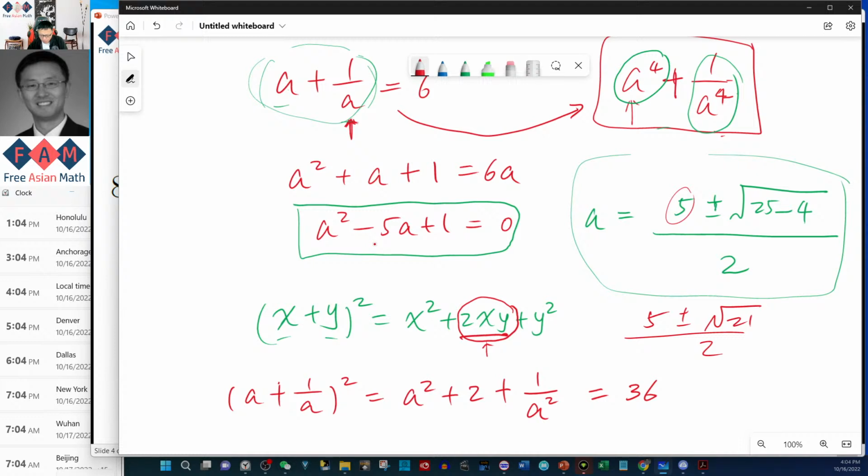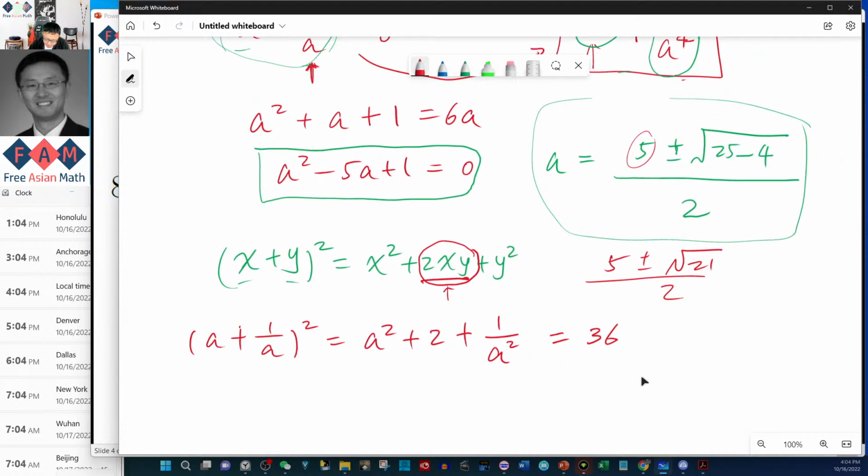Why is this important? Because of the disappearance of the 2xy term, this new expression essentially gave us a squared plus 1 over a squared, right? This equals 34. Now we see what happened. Once we know this, we can do a similar trick to go from here to a to the fourth power plus 1 over a to the fourth.